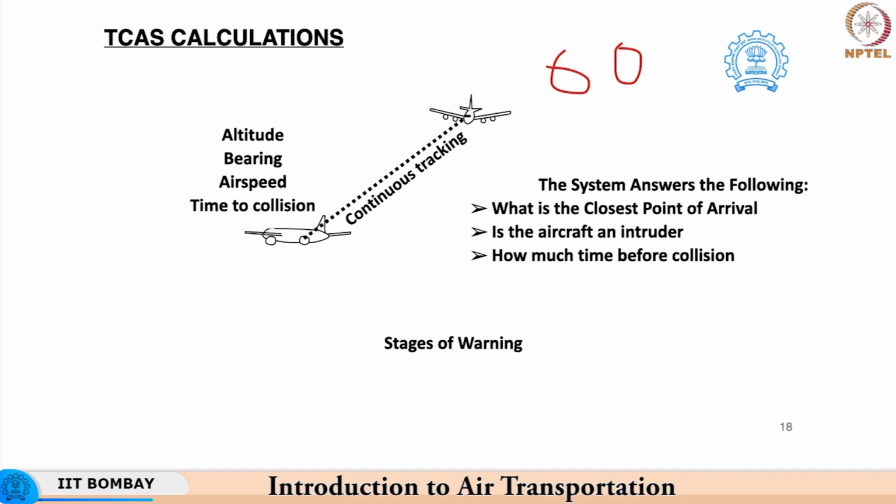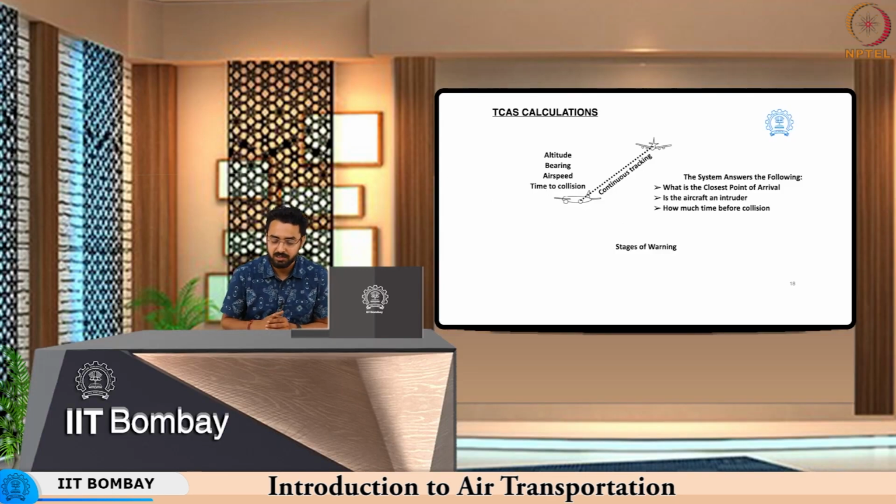Now, what are the different stages of alert? Based on all these calculations, there are two different stages of alert and warning associated with the TCAS system. The first occurs when the aircraft enters within a vicinity of 45 seconds. At this point, the TCAS system will only give an alert to the pilot that a particular aircraft is of concern, and the pilot should take note of the presence of such an aircraft. The second warning comes when the aircraft is within 5 seconds of the collision.